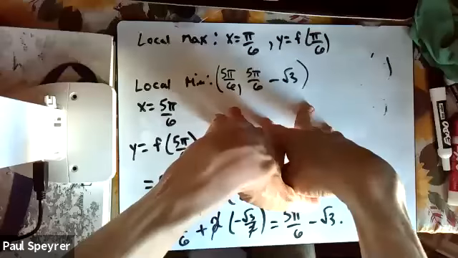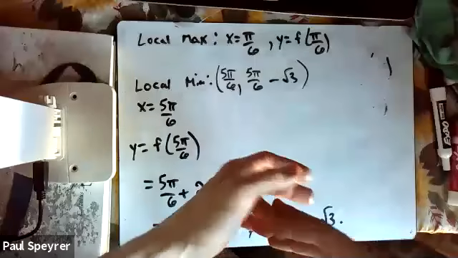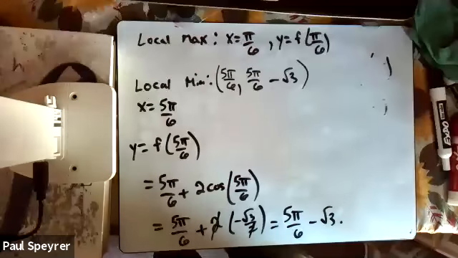So we're going to stop here. This is the first part of 4.3. The next part, concavity and inflection points, will be posted in the next lecture.